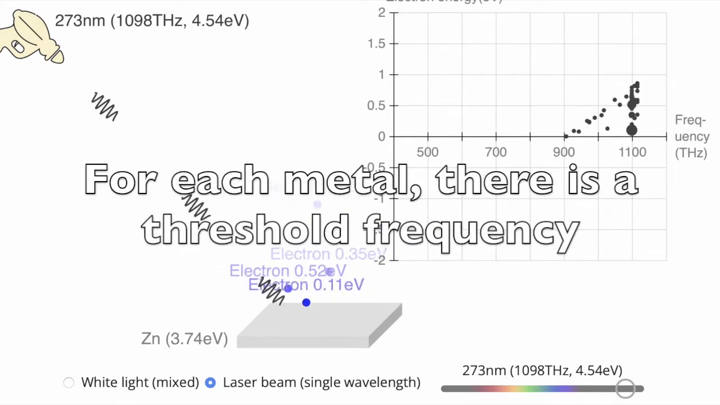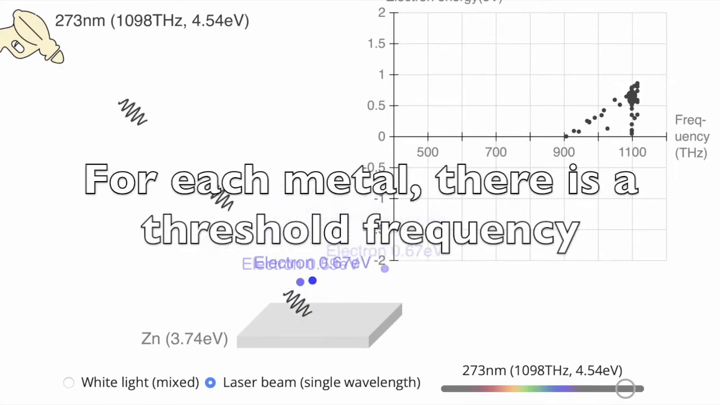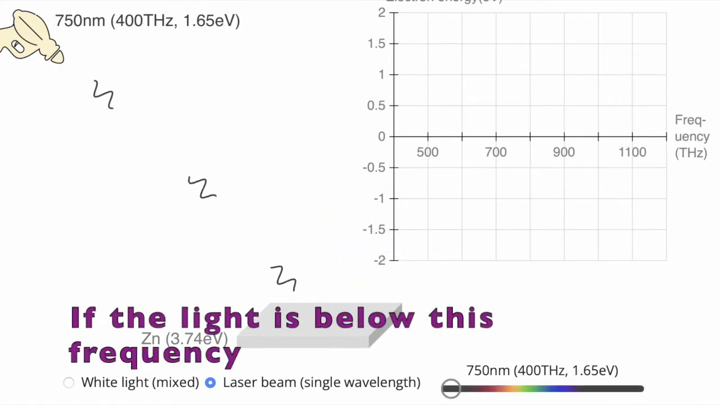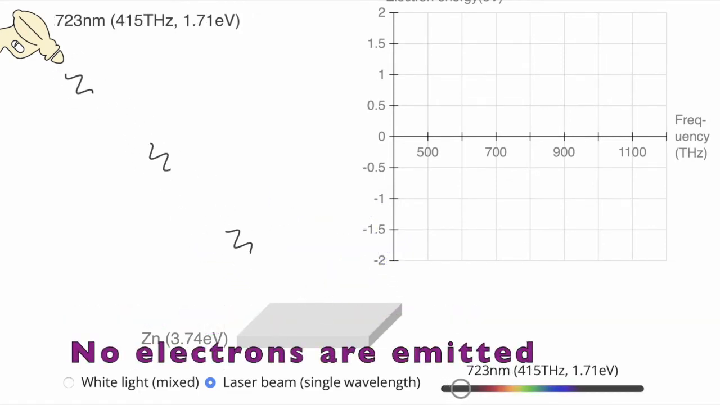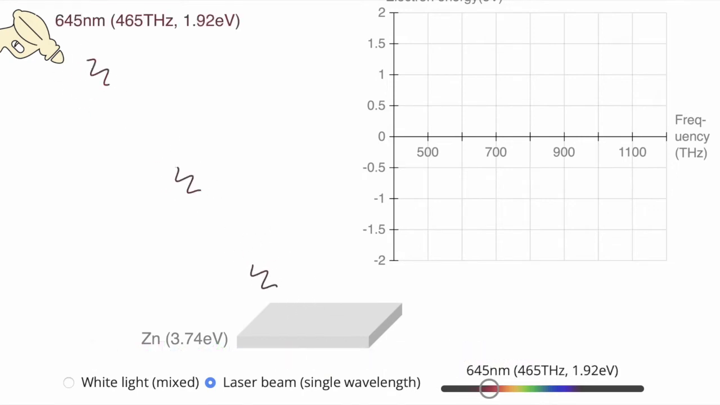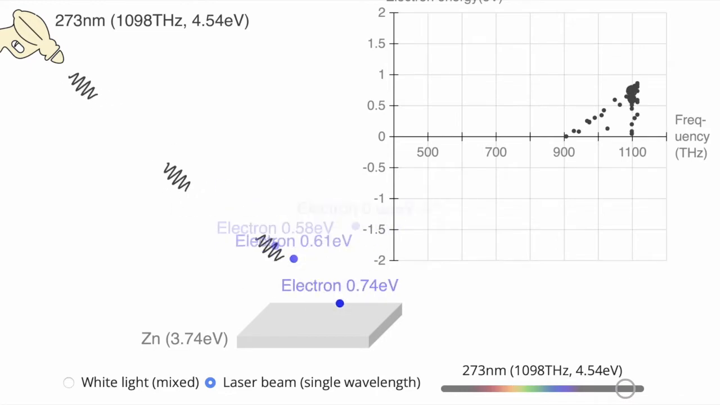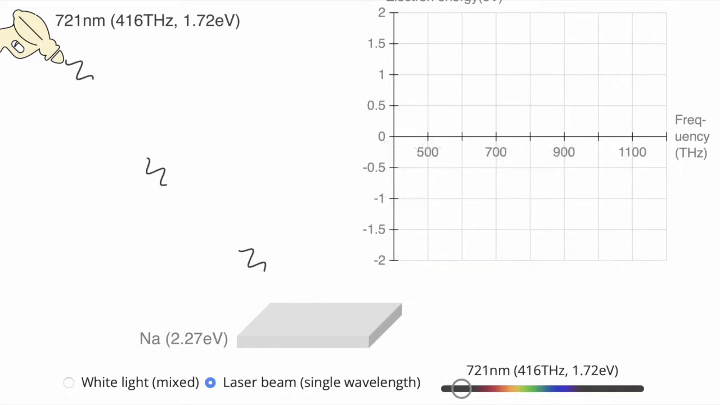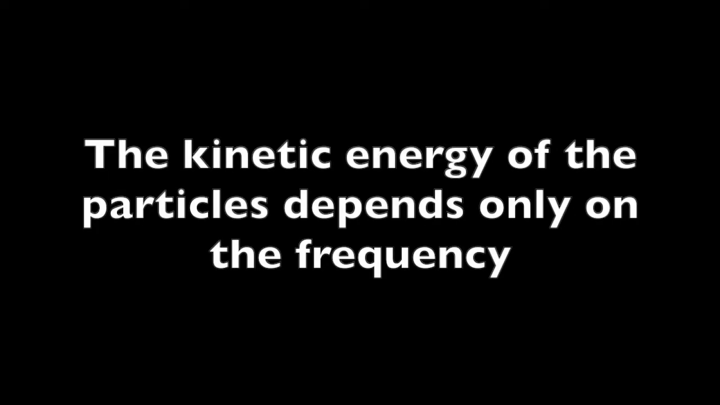For a given metal, there's a threshold frequency that is needed to eject electrons. If the light is below this frequency, no electrons will be emitted. If the frequency is above the minimum threshold, electrons are ejected. Different metals require different frequencies to eject their electrons. The kinetic energy of the particles depends only on the frequency of radiation that hits it, and not on the intensity or brightness of light.